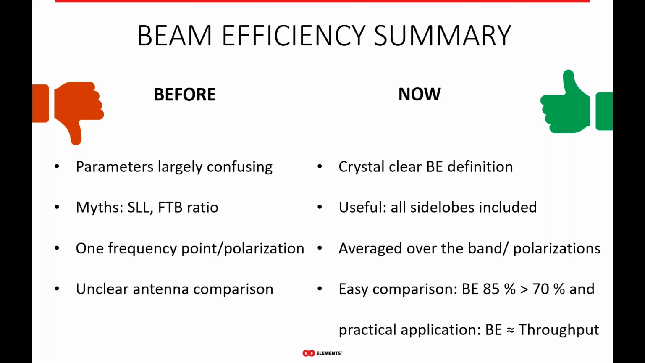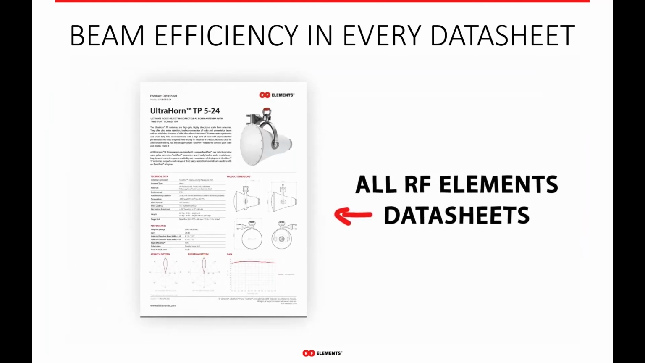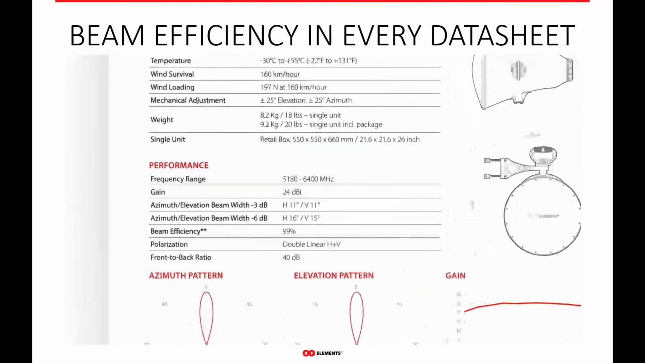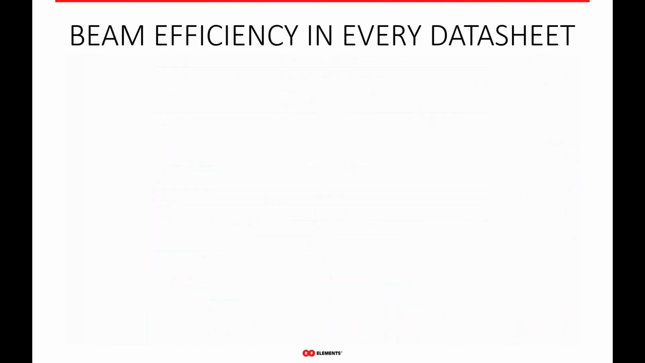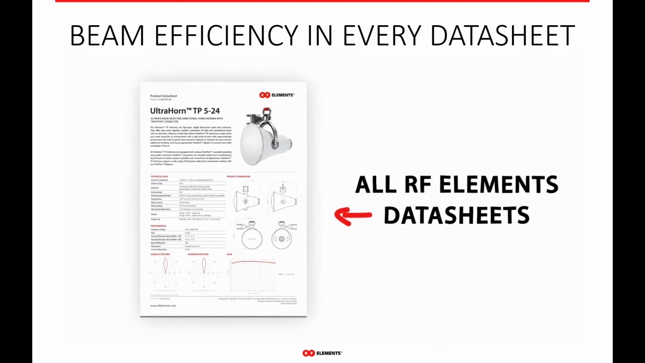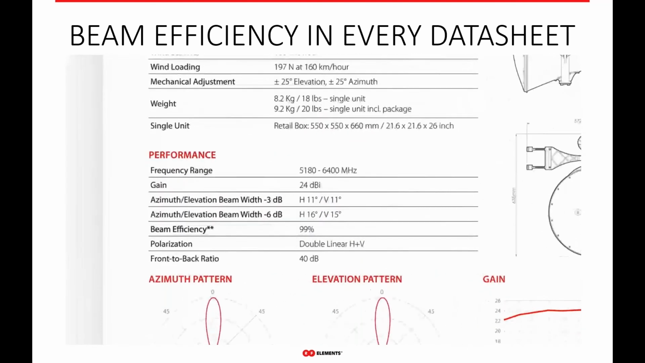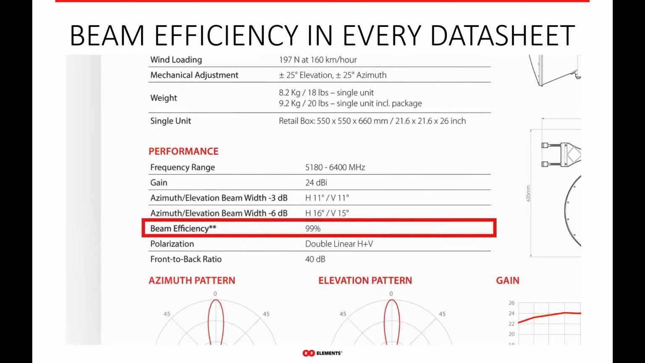RF Elements, in addition to the beam efficiency definition, averages it out over both polarities and the entire antenna bandwidth. You really can't do better than that, right? So you don't really have to ask, because our parameters are given across the entire spectrum and take into consideration the entire radiation pattern of an antenna. To make it easier for users, we have added beam efficiency to our antennas, and it's in all of our data sheets now. So we are a very transparent manufacturer, and we really want to provide our customers with the information that's really important to them.